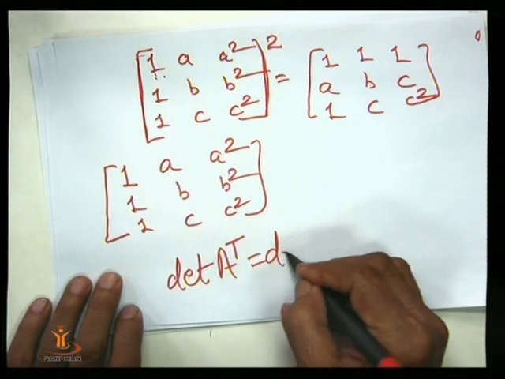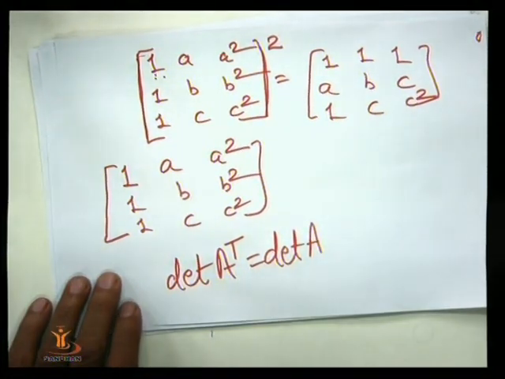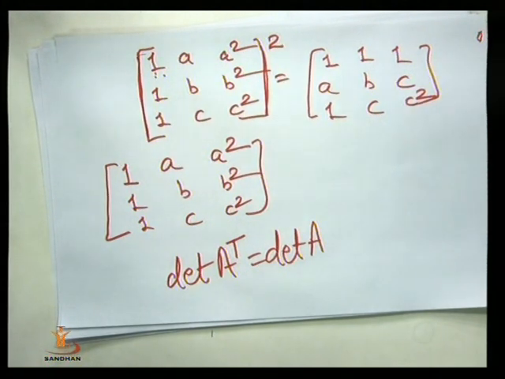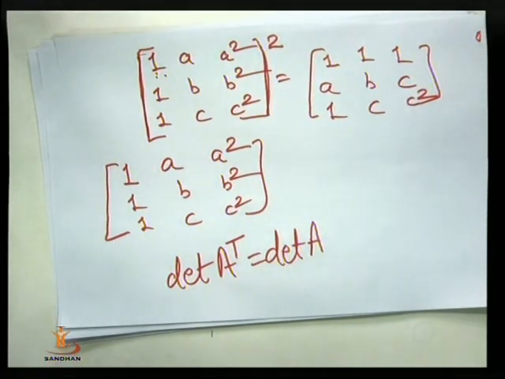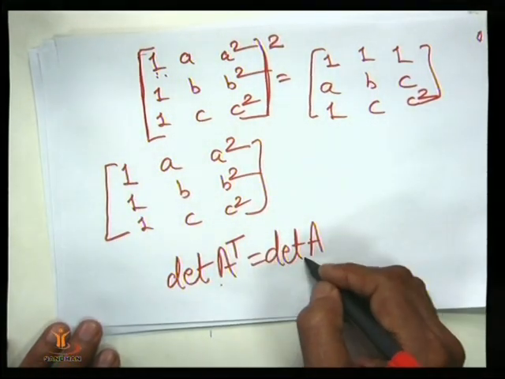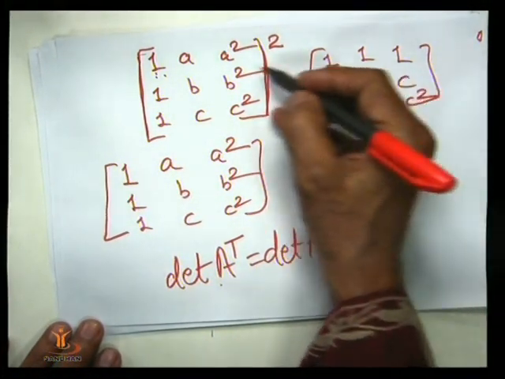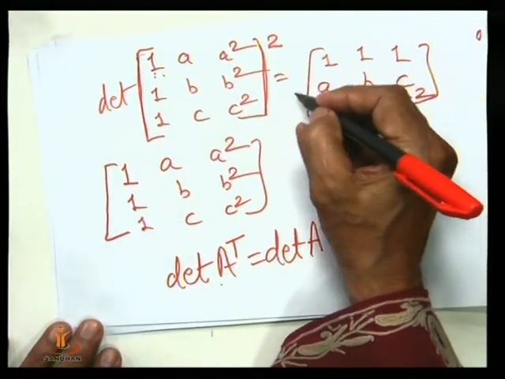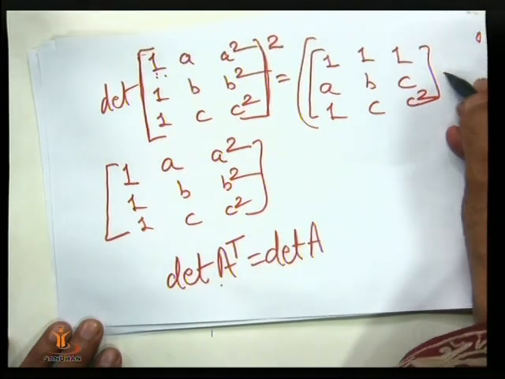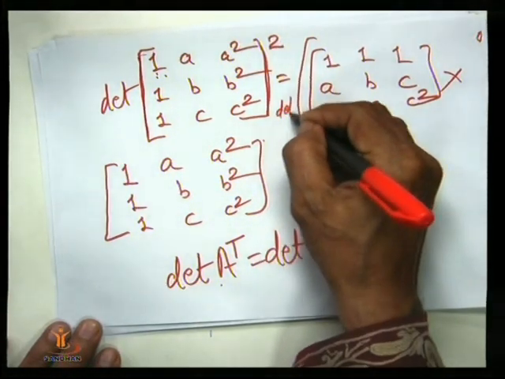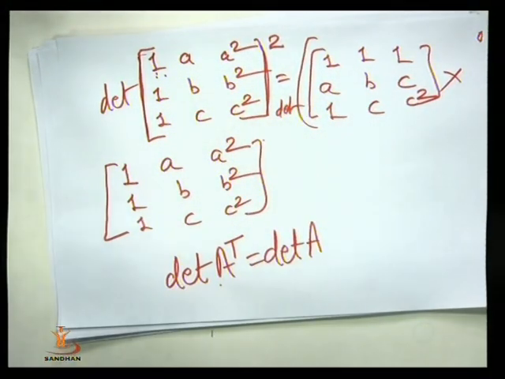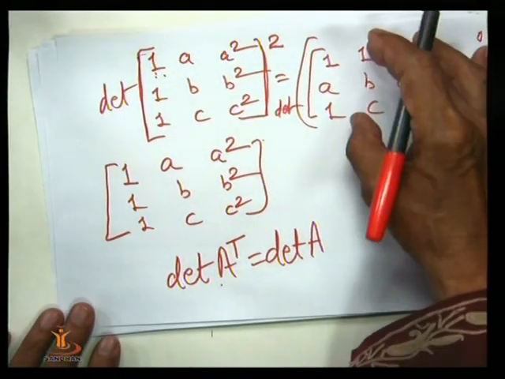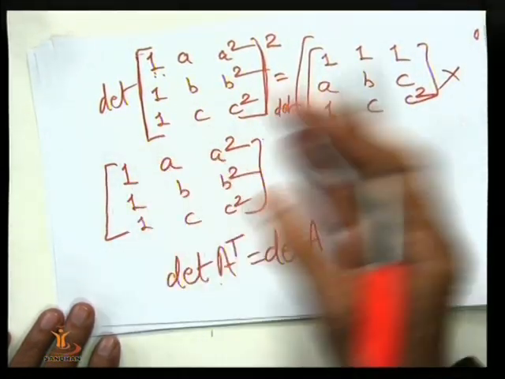The determinant of a matrix and its transpose are the same, because we have seen the property that if you interchange rows and columns, the value of the determinant does not change. So determinant of A transpose is the same as determinant of A. So determinant of A square is the same as determinant of this into this, and the property is determinant of AB is determinant of A into determinant of B. So once we know the determinant of this and this, we know the whole thing.